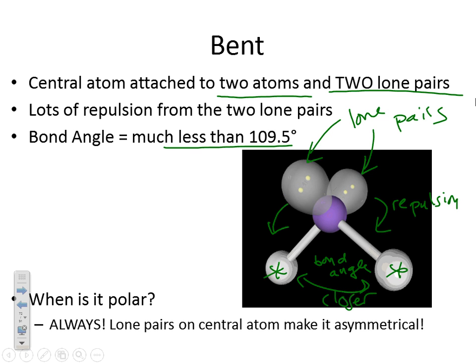When is this shape polar? Well, this is exactly like the pyramidal shape in that this shape will always be polar because the lone pairs on the central atom will always be different from the things that the central atom is bonded to, right? Lone pair versus a bond, those are 2 different things. Polar means asymmetrical. Polar means different. So the lone pair on the central atom will always, always, always make it different.